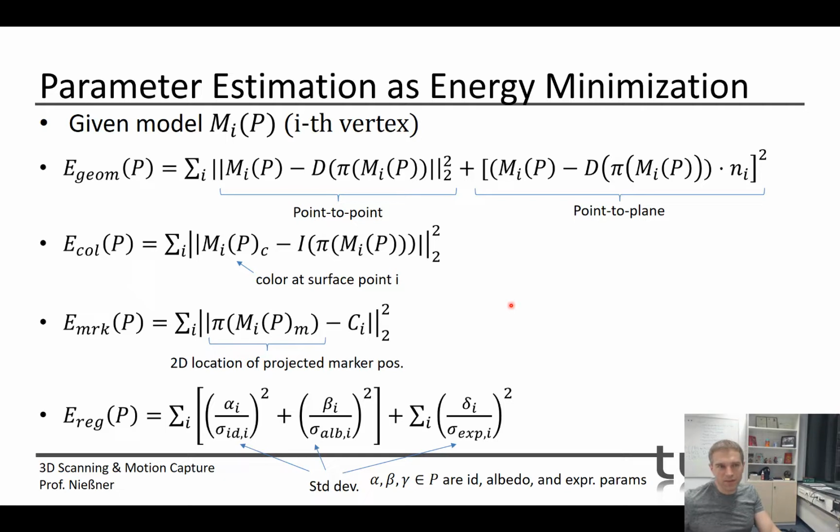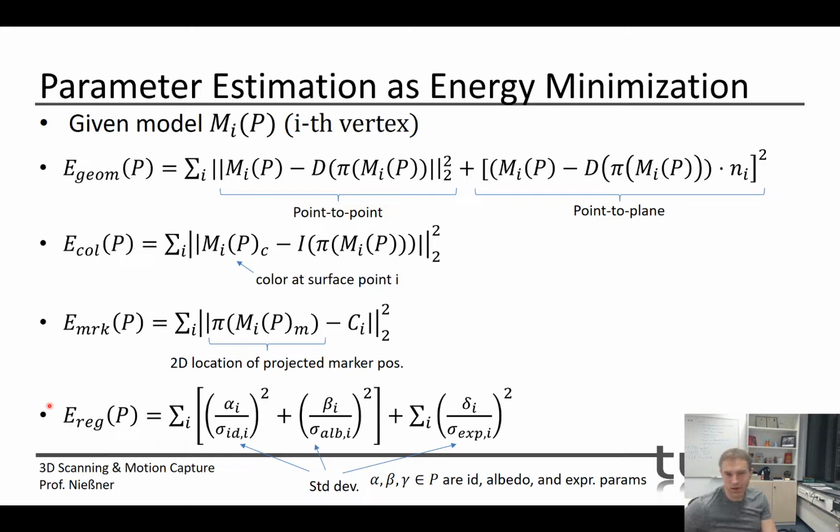What we have here in practice is a bunch of terms that we're all summing up, and they're all weighted together. We have these two here, geometry and color. These are the dense terms. This is our sparse term, which is based on landmarks. And this is our regularization term, which I said is just summing up the face parameters, which is the deviation from the average face model in our parametric space.